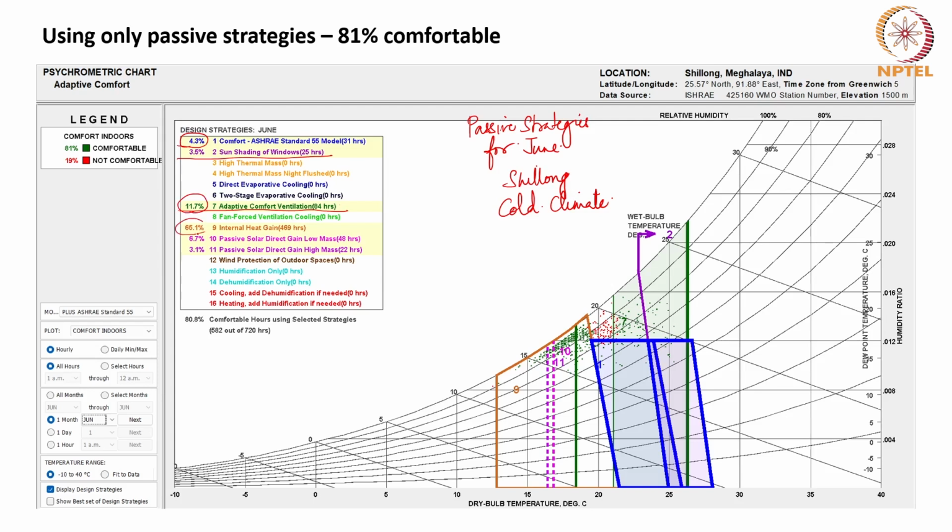Then internal heat gain can shift the hours from uncomfortable to comfortable hours. 65.1% of the hours, or 469 hours, can become comfortable.